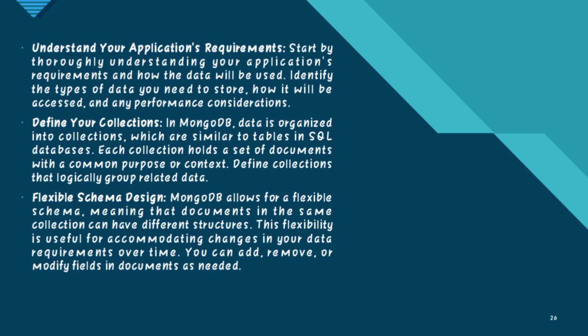Understand your application's requirements. Start by thoroughly understanding your application's requirements and how the data will be used. Identify the types of data you need to store, how it will be accessed, and any performance considerations. Define your collections. In MongoDB, data is organized into collections which are similar to tables in SQL databases. Each collection holds a set of documents with a common purpose or context. Define collections that logically group related data.